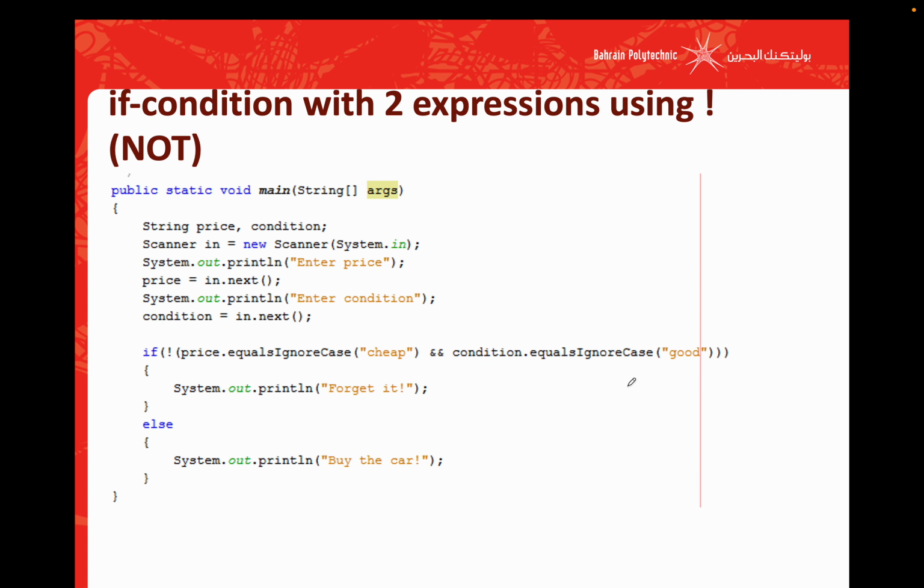And finally, now if this was cheap and this was good, then this is true, this is true, and because of and, the whole thing is true. But if you notice closely, in the beginning, sorry, we have not. So because the whole condition is true and we have a not here, the final condition becomes false, and the correct print statement would be buy the car.